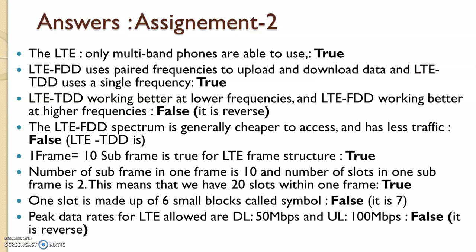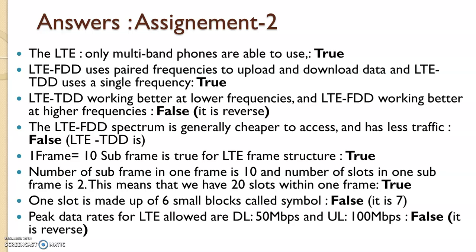So, assignment number 2, which I showed you at the start of the session. This is the answer for assignment number 2. Only LTE multiband phones are able to use it. It is true. LTE FDD uses paired frequency to upload and download data, and LTE TDD uses a single frequency. This is true. LTE TDD works better at lower frequencies and LTE FDD works better at higher frequencies. This is false. It is exactly reverse.